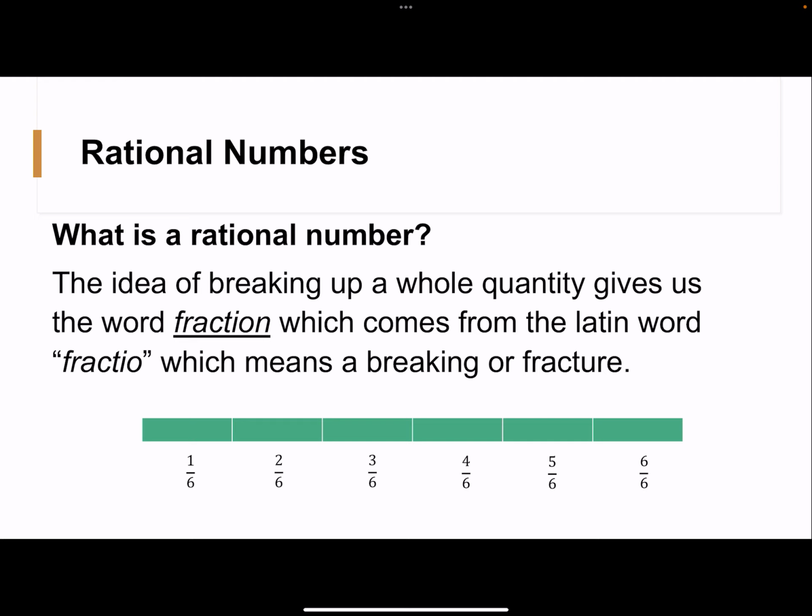So I've created a drawing here which shows that if I had a whole green bar, it would be one whole. But I've actually divided, or fractured, this segment into 6 equal parts. We have 1/6, 2/6, 3/6, 4/6, 5/6, and 6/6. As you continue on and begin your teaching career, you're going to see that fractions typically are one of those concepts that students struggle with. So again, it's very important that they have a really good foundation with fractions.